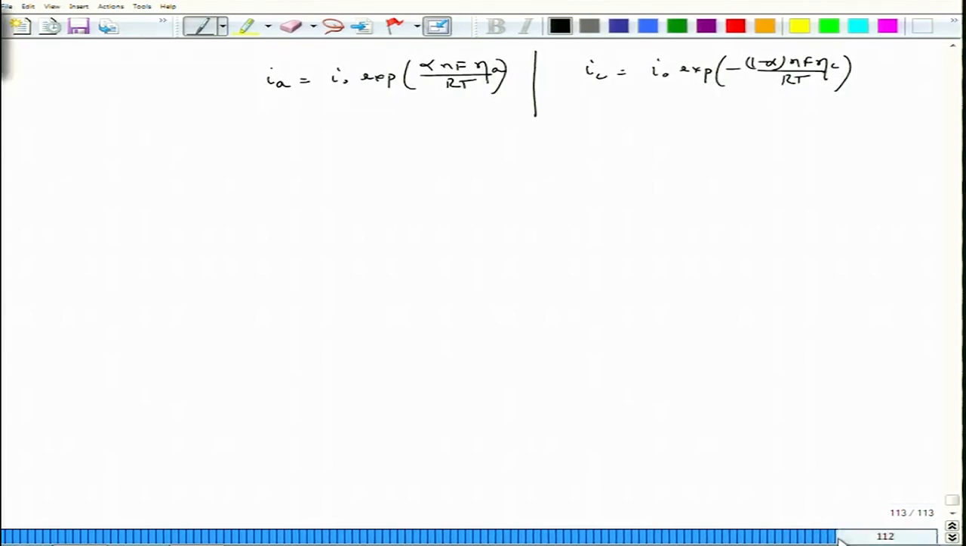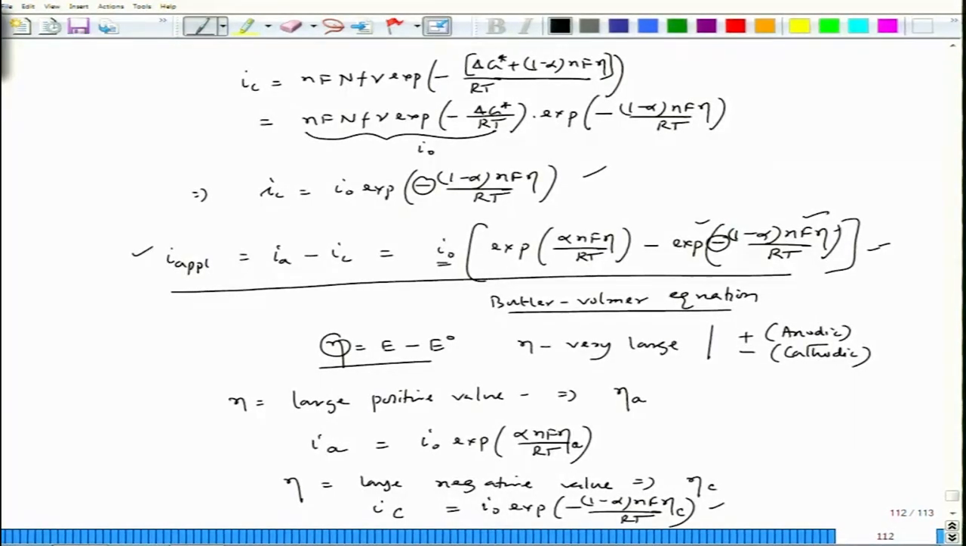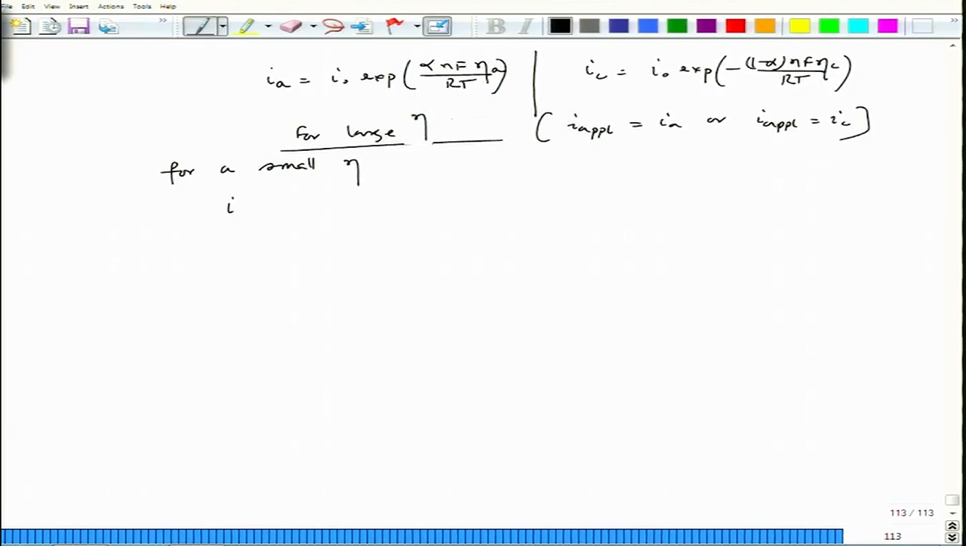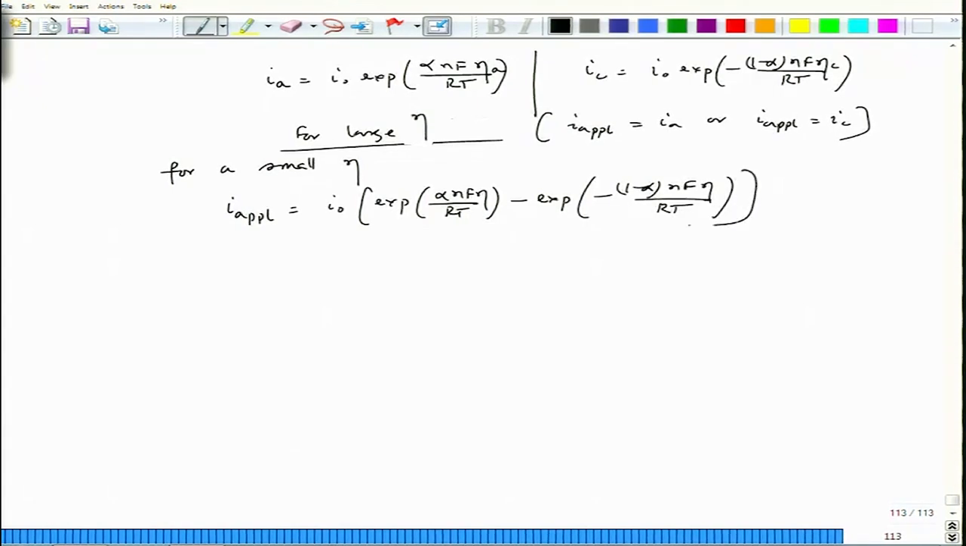But when it is not large, we have to consider I applied, and that time I applied is not I c or I a. These two equations are valid for large overvoltage, where I applied equals I a or I c. For a small overvoltage, I should write a combination: I 0 times exponential alpha n F eta by R T minus exponential minus 1 minus alpha n F eta by R T. This is for a small overvoltage.